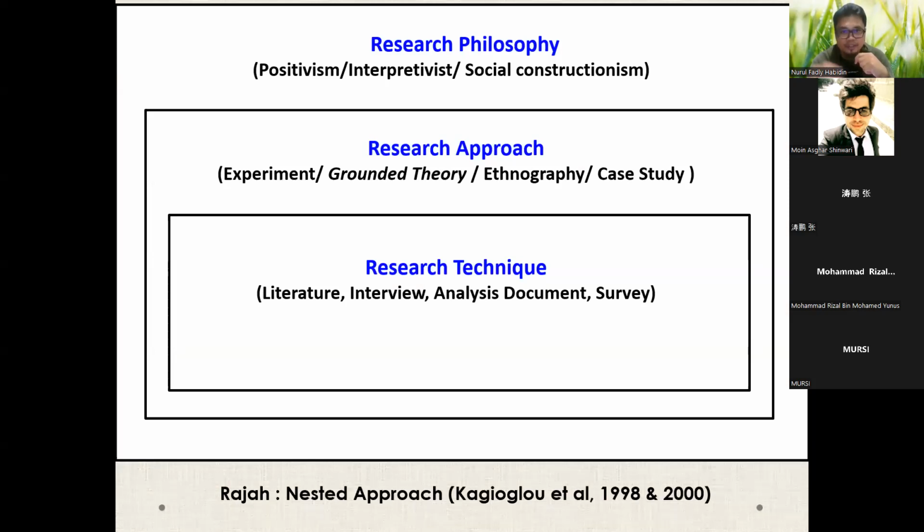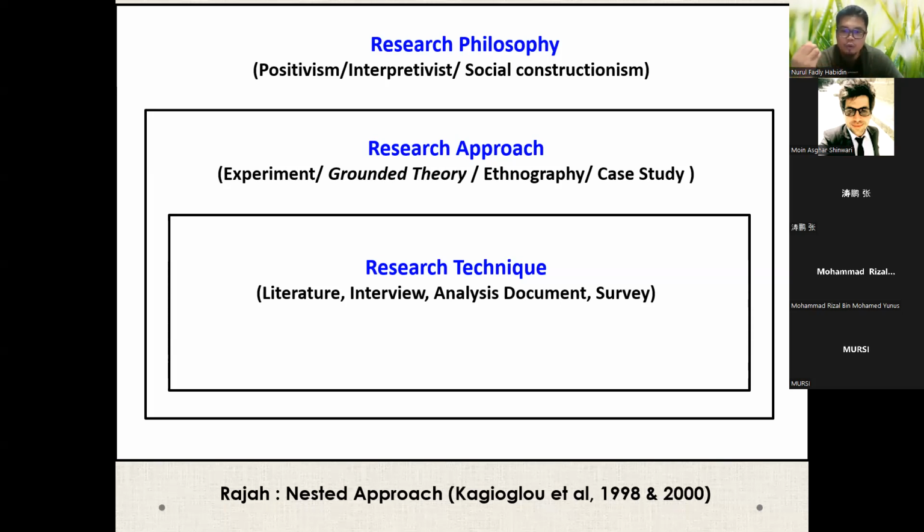This one is from the nested approach by Kagigolo. They have proposed three elements in the research design. Number one is research philosophy: positivism, interpretivism, social constructivism. Number two is research approach: experiment, grounded theory, ethnography, case study. Number three is research technique: literature, interview, document analysis, and survey.